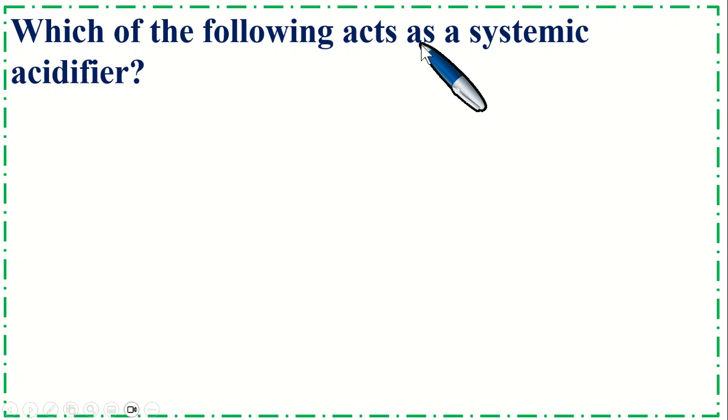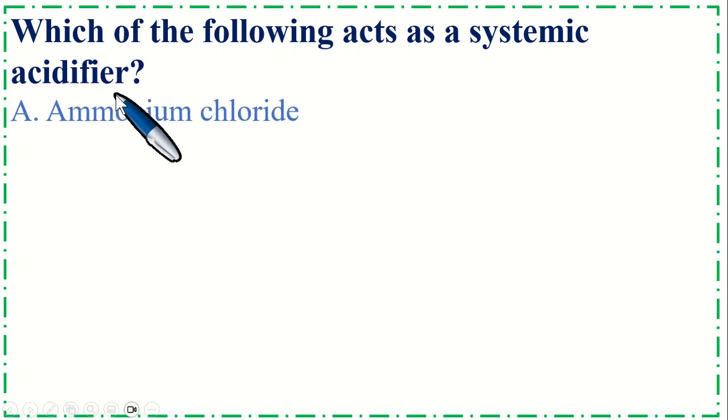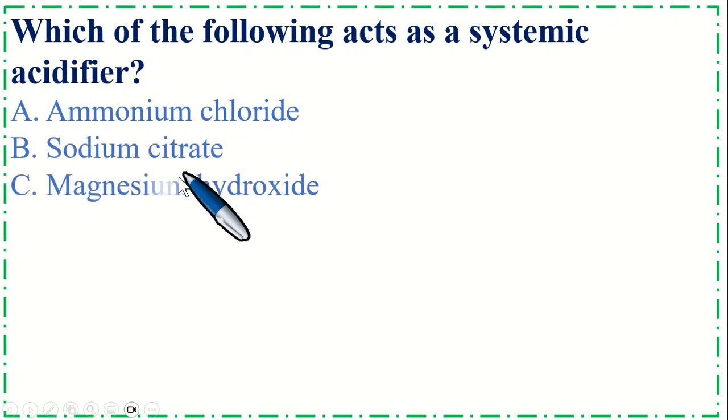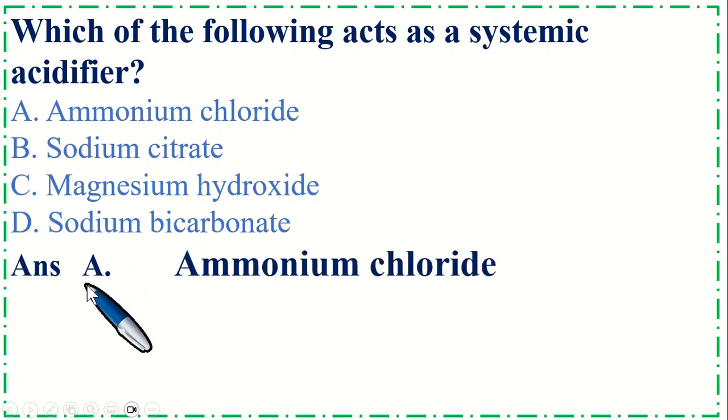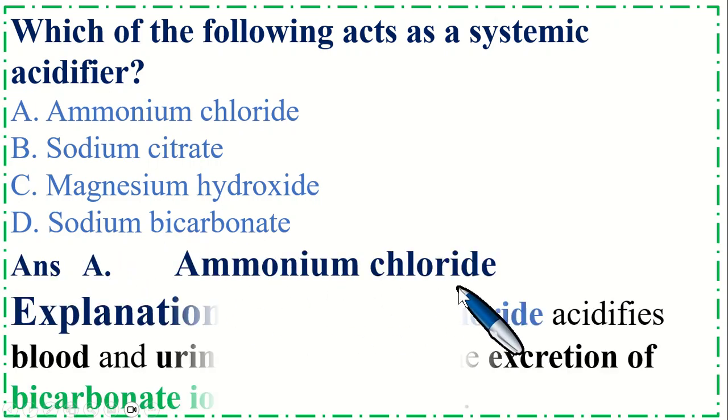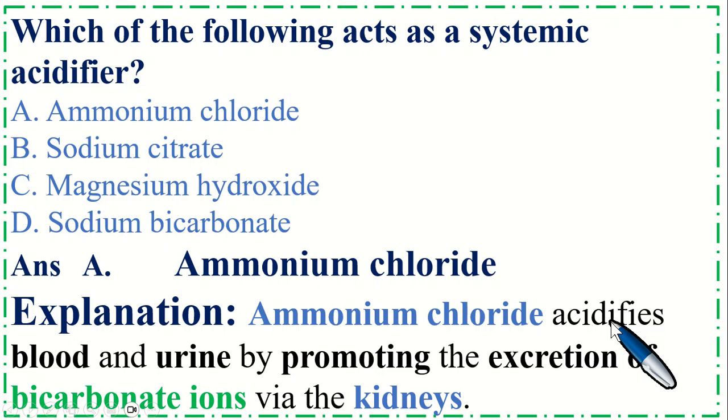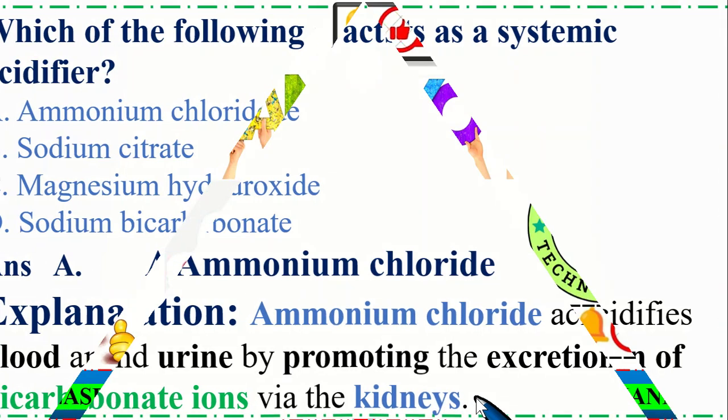Which of the following acts as a systemic acidifier? Option A, ammonium chloride, B, sodium citrate, C, magnesium hydroxide, and option D, sodium bicarbonate. So the correct option is A, ammonium chloride. Ammonium chloride acidifies blood and urine by promoting the excretion of bicarbonate ions via the kidneys.